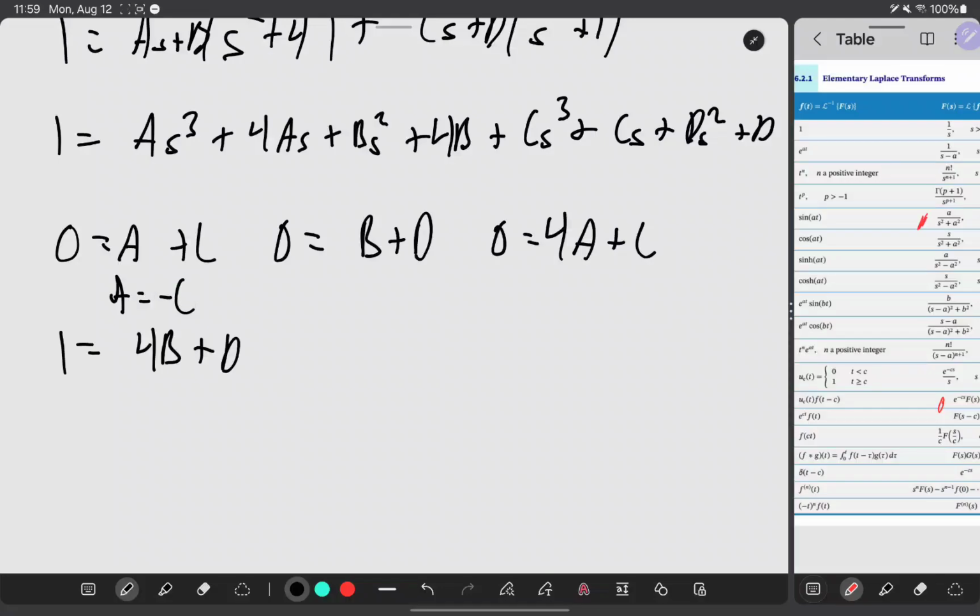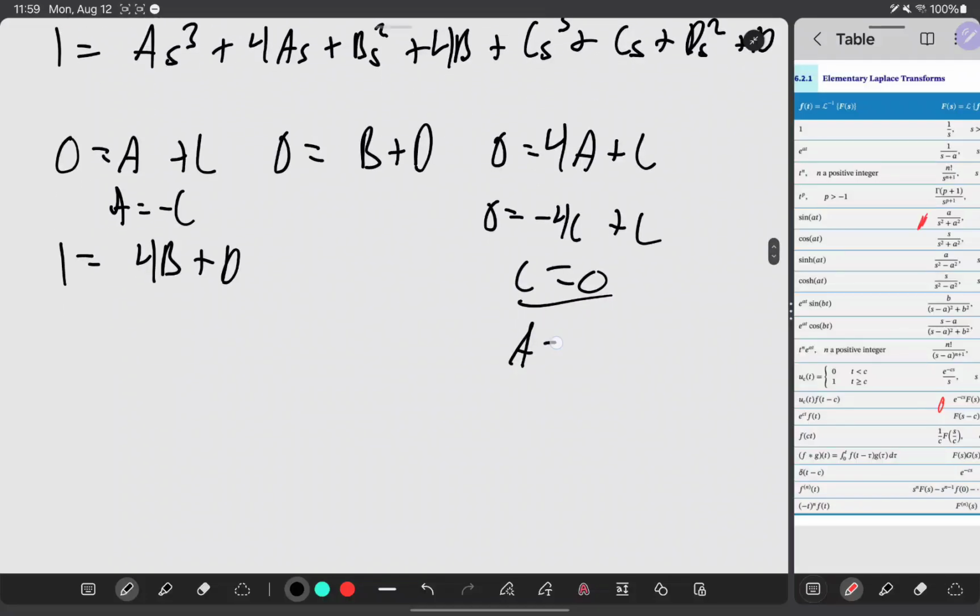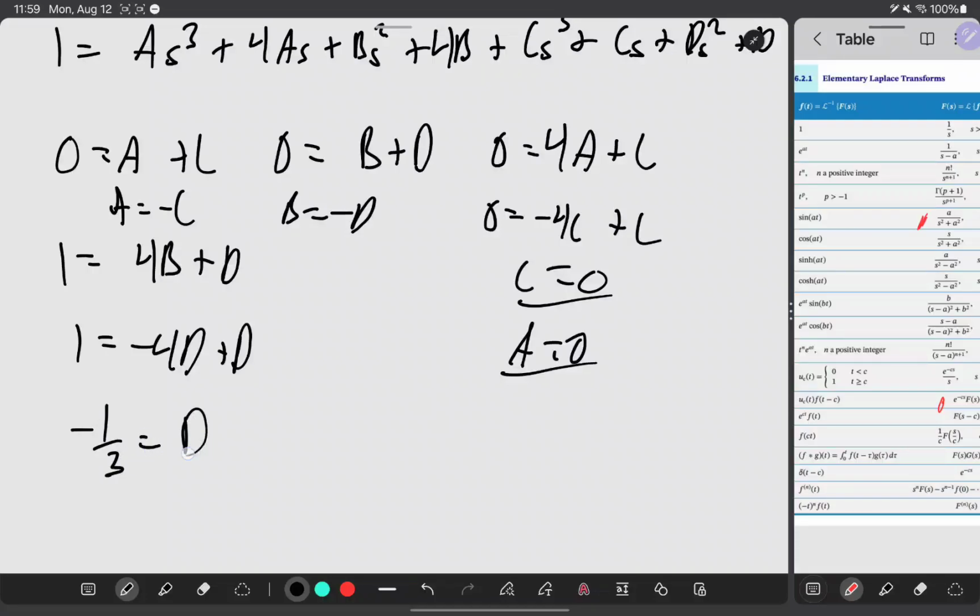a is equal to negative c. 0 is equal to negative 4c plus c. Oh, c is just equal to 0. If c is equal to 0, a is equal to 0. Then we have our b's and d's. So b is equal to negative d. 1 is equal to negative 4d plus d. Negative 1/3 is equal to d. If d is equal to that, b is the opposite, 1/3.